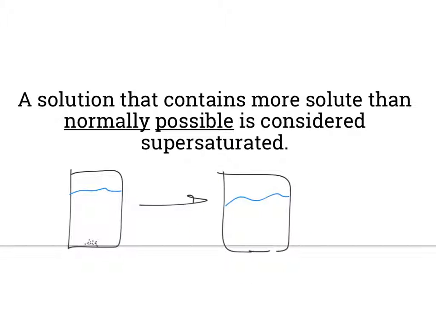This is what happens when you make proper sweet tea or when you make rock candy. You basically heat up the water. You can dissolve more sugar. And when it cools down, it's still dissolved, but more has been dissolved than what really should be possible. That's called supersaturated.